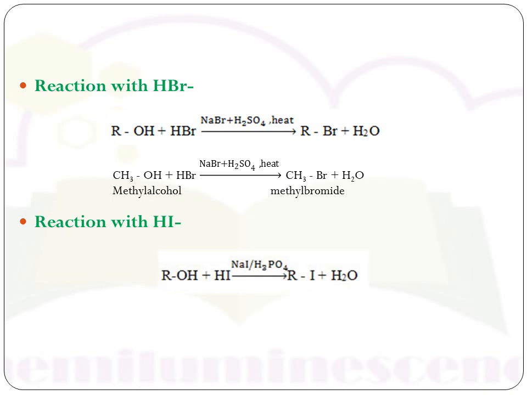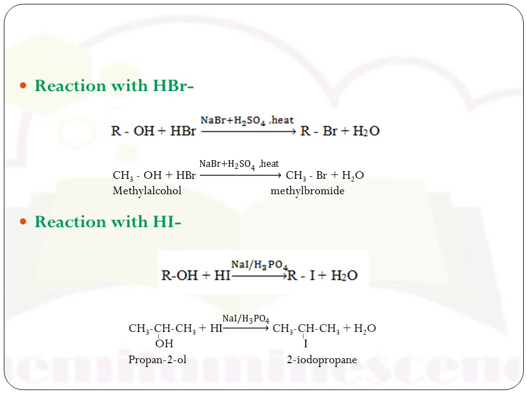Here is the general equation which shows the reaction between alcohol and hydrogen iodide. This hydrogen iodide is also prepared or generated in situ by the action of sodium or potassium iodide with 95% phosphoric acid. And this reaction mixture, that is the alcohol and HI, gives alkyl iodide. The OH group of alcohol gets replaced by an iodine group.